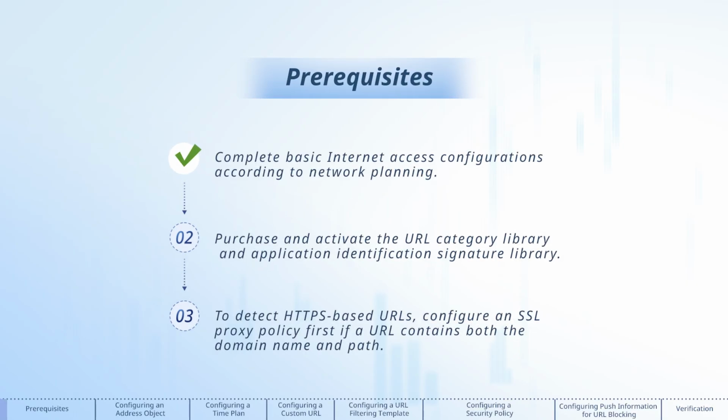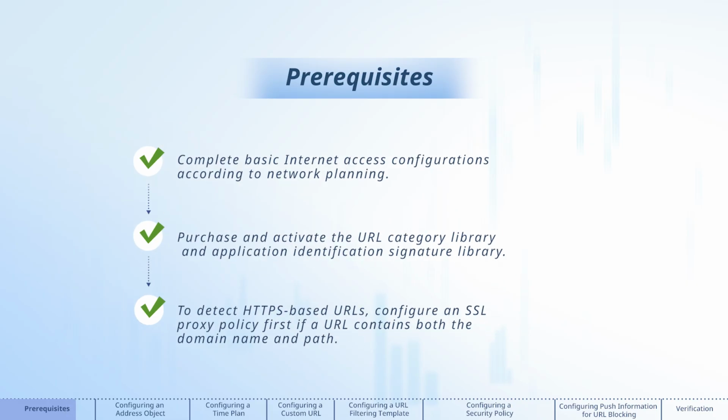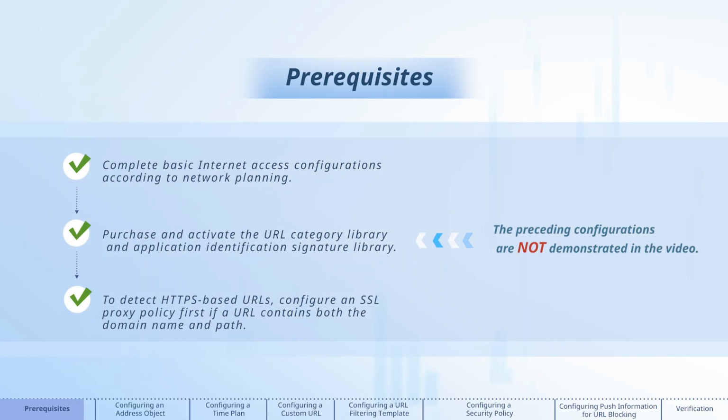Complete basic Internet access configurations according to network planning, and activate the URL category library and application identification signature library. To detect HTTPS-based URLs, configure an SSL proxy policy first if a URL contains both the domain name and path. The preceding configurations are not demonstrated in the video.